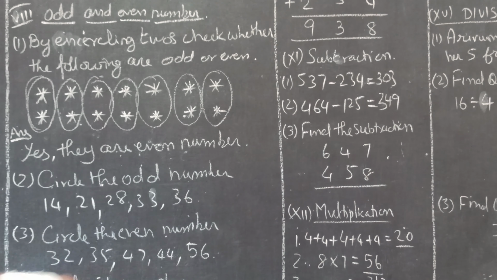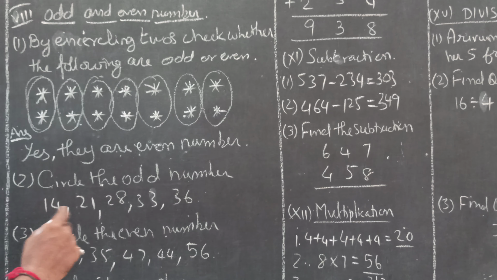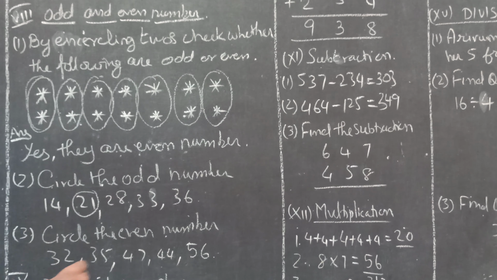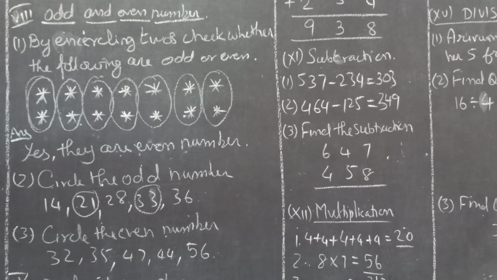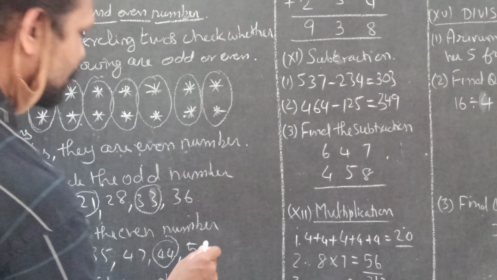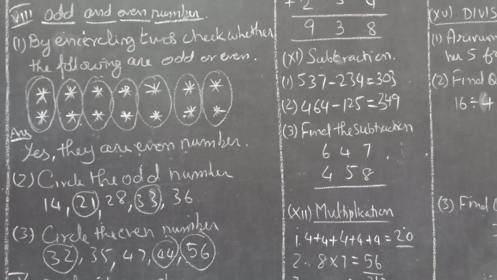Circle the odd number. So which is odd? 14 is even, 21 is odd, 28 is even, 33 is odd, 36 is even. Circle the even number. 32 is even, 35 is odd, 47 is odd, 44 is even, 56 even.